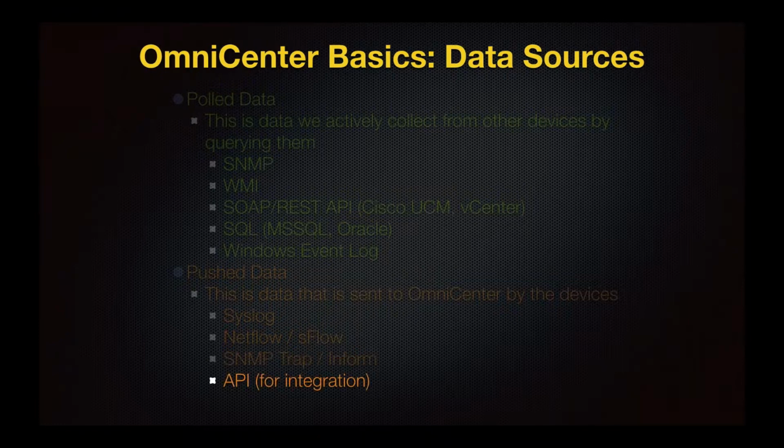There's also an API that allows you to push data into OmniCenter to integrate with things like service check. So, if a backup job fails, you could have that script send OmniCenter an alert and have it generate an alarm based on that.